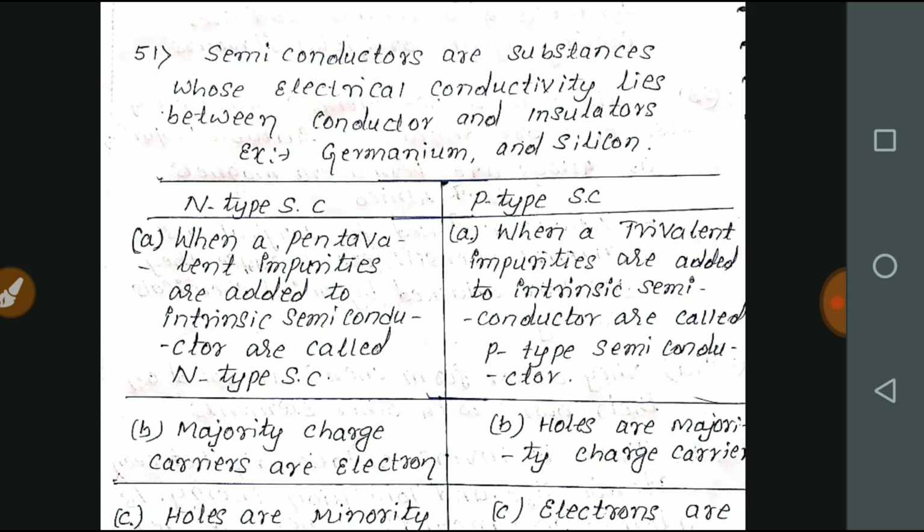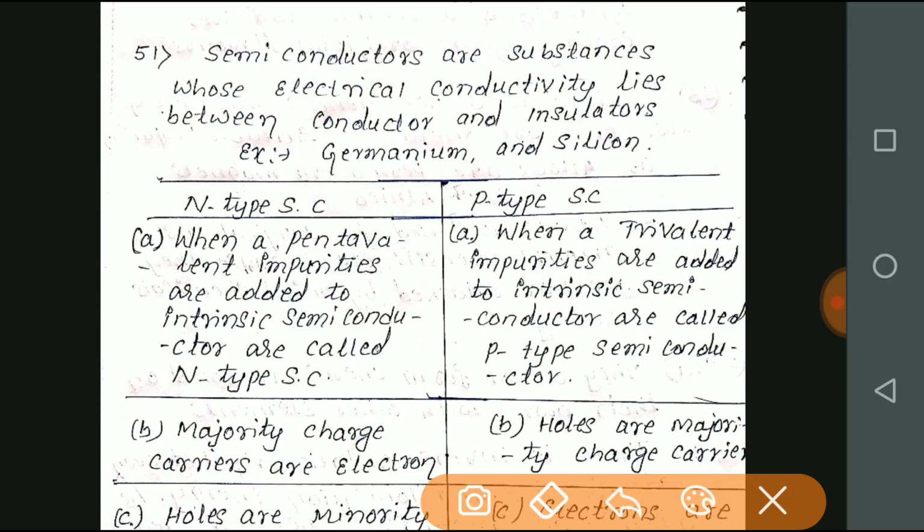The key answer for this question is: semiconductors are substances whose electrical conductivity lies between conductor and insulator. For example, germanium and silicon. Then there are two types of extrinsic semiconductors, namely N-type semiconductor and P-type semiconductor.